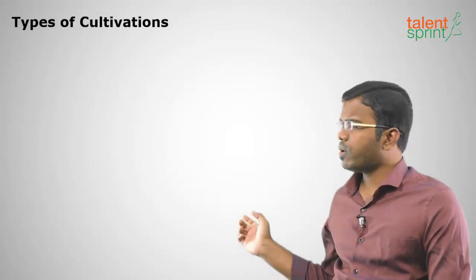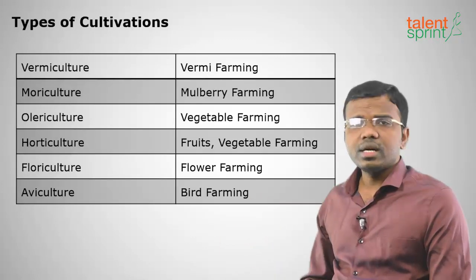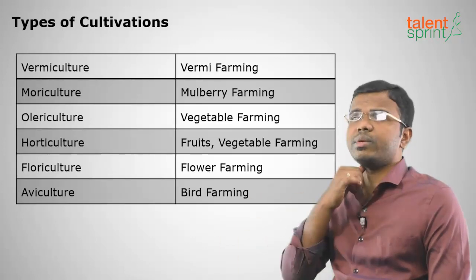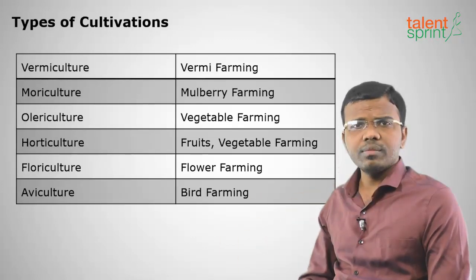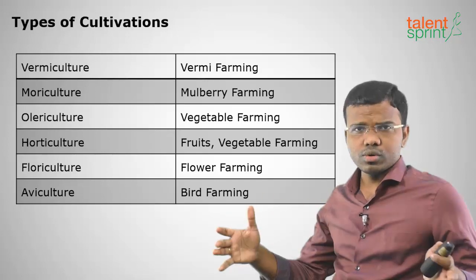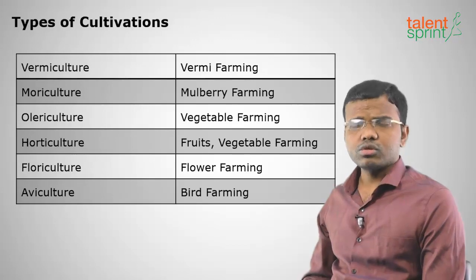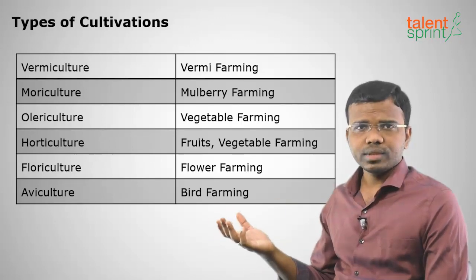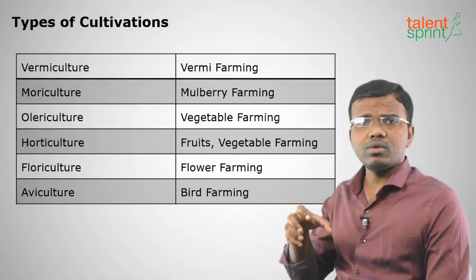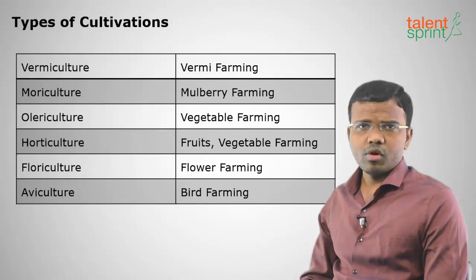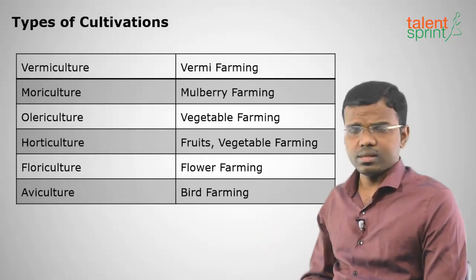And the next type of cultivation is vermiculture, vermi farming. People say vermicompost. What do you mean by vermicompost? Preparing a compost using the earthworms. It is also called red farming. This is called vermicompost. This manure will be used for the farm instead of fertilizers or pesticides.